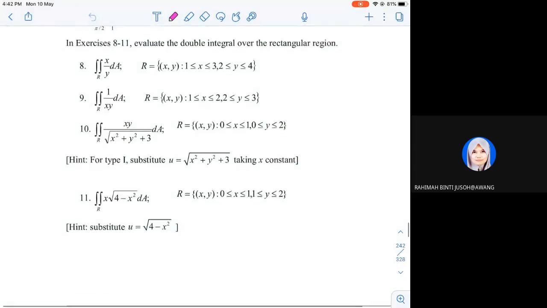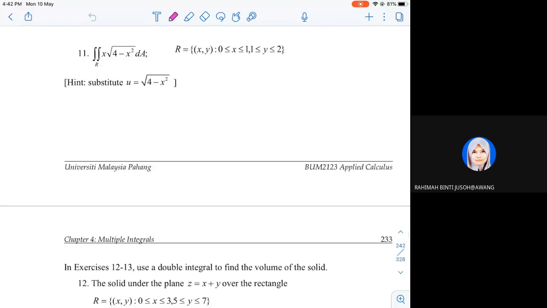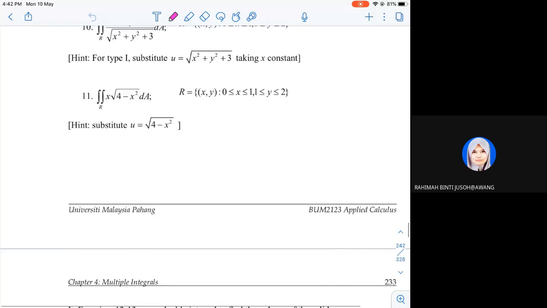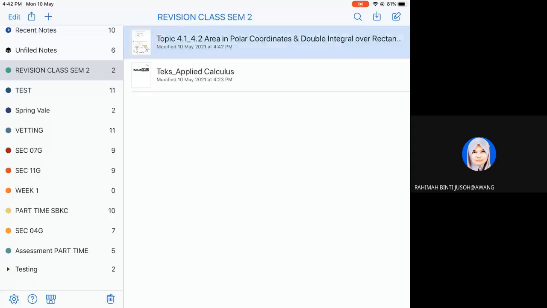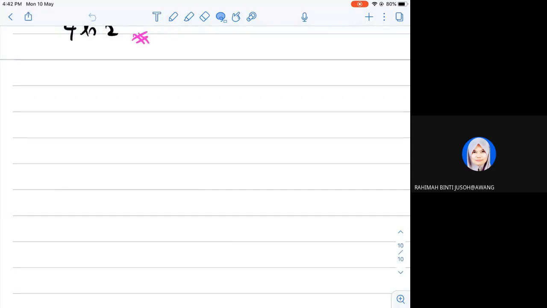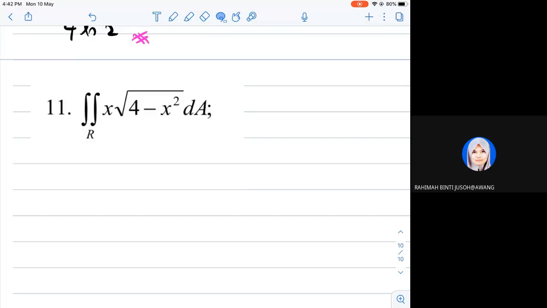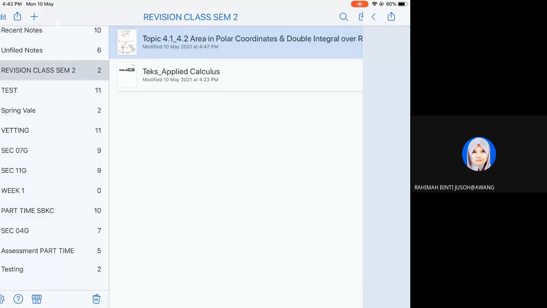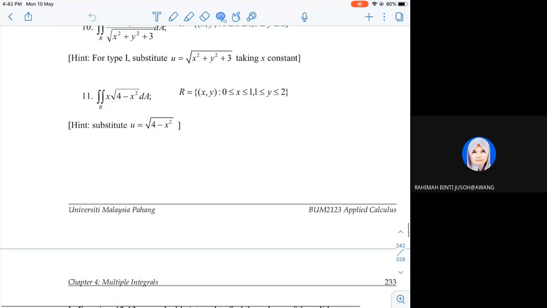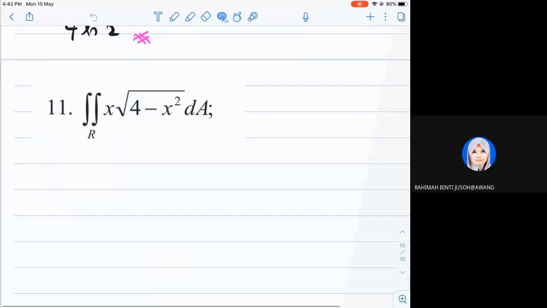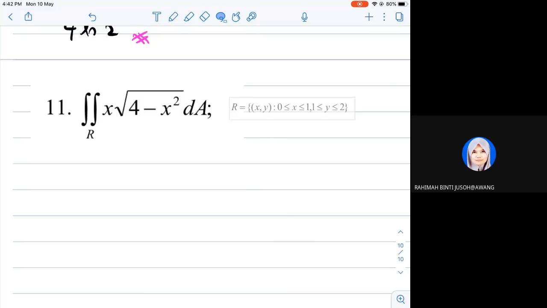Okay, next. Let us solve question number 11. For this question, wait, I forgot to replace this. Copy the region and paste. Okay, that's the region.